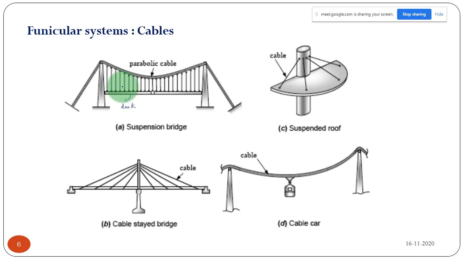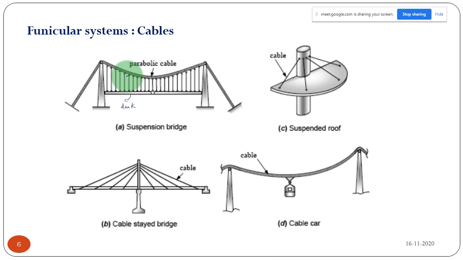You can find a lot of suspension bridges of both types. This one can be a pedestrian bridge, or it can take vehicle load also. Whatever it is, this part is called the deck, and this is the cable. This is the parabolic cable, the main cable in the bridge.